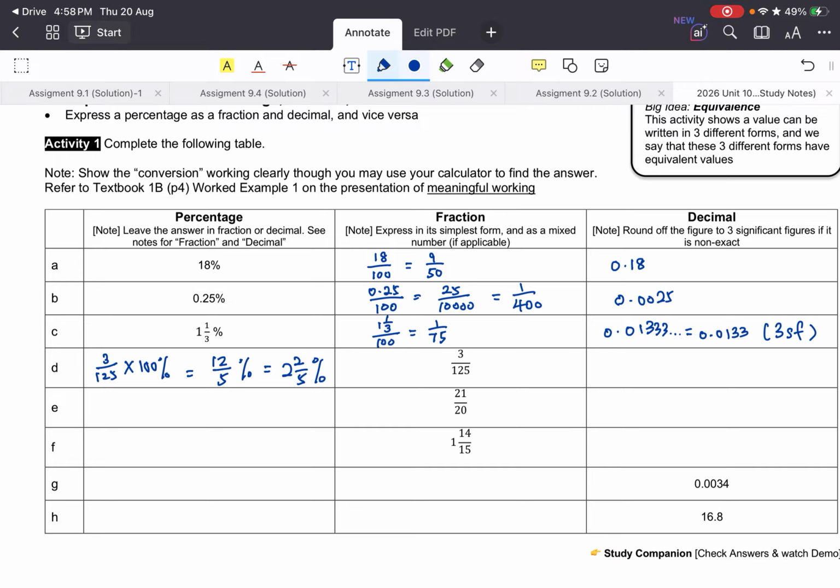So this is fine. Now to go to decimal, we just make use of our calculator. So this will be 0.024. Okay, so 21 over 20 times 100%.